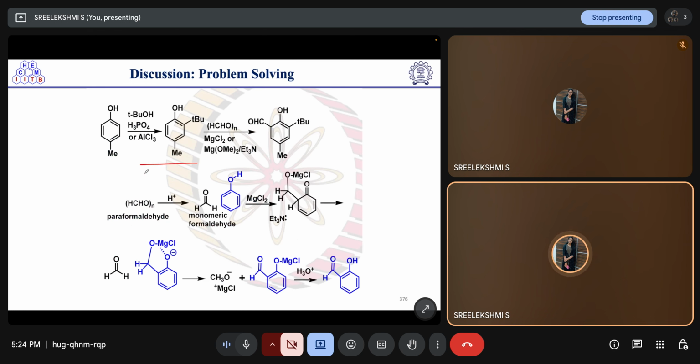Now, this is another method to prepare this particular compound, other than from that imine derivative. Here, paraformaldehyde and this monomeric aldehyde will react with this phenol to form this particular compound in the presence of MgCl2, and then in the presence of triethylamine it will interact with the ketone and form this compound. Then, upon releasing CH3O minus and MgCl, it will form this aldehyde, which upon hydrolysis will give this phenolic aldehyde.